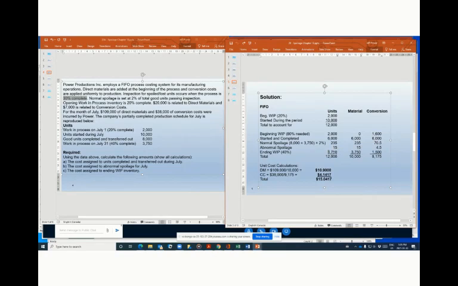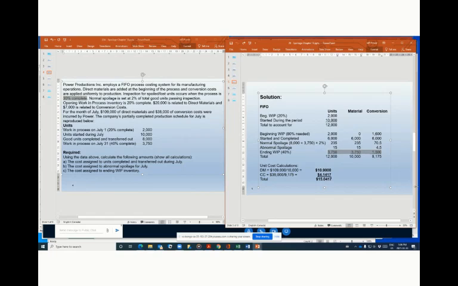Ending WIP, 3,750 units. All of the materials are there, but only 40% of the effort, because these ones made it to the inspection point. Yep, all the holes are in the right place. That's great. Let's keep going.